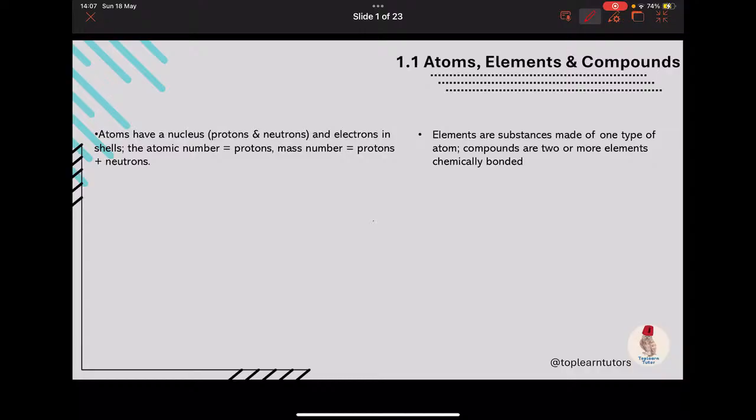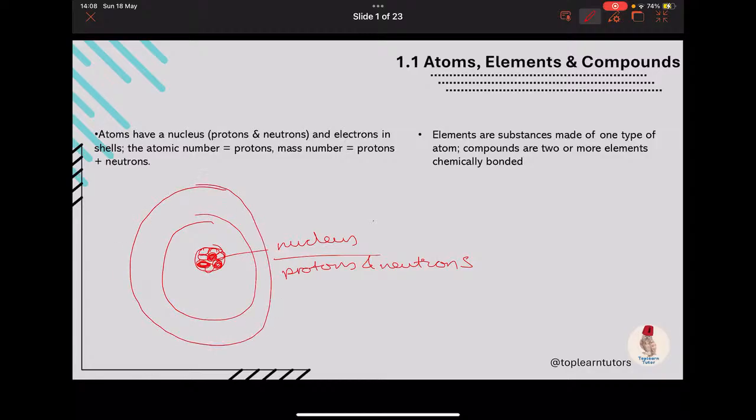So we'll start off with atoms, elements and compounds. An atom is a basic circle which is made up of a central nucleus. The nucleus comprises of protons and neutrons, both mixed, and is surrounded by shells of electrons, such as this.